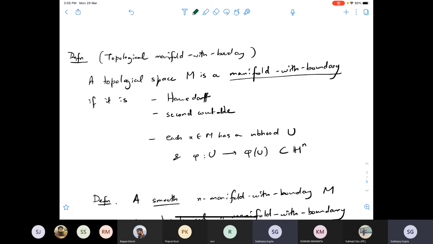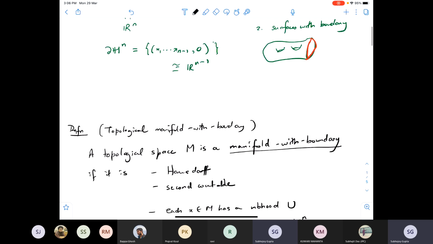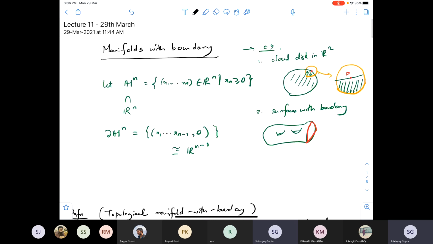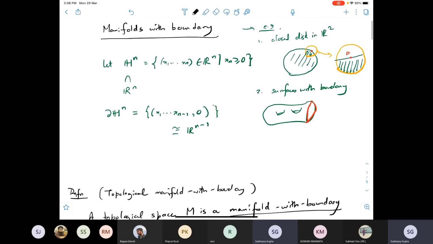So let me just write. There's this map. This is like the charts on the manifold with boundary. So this is a homeomorphism from this neighborhood u to some open set in this model space, right? So there could be points where you map to the interior of the half space.